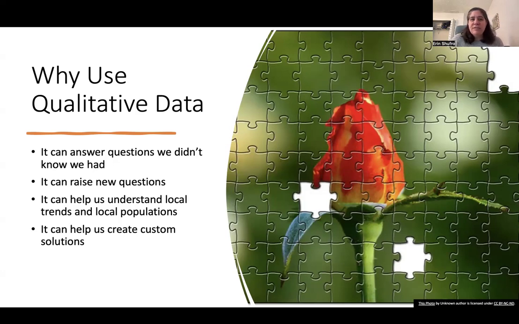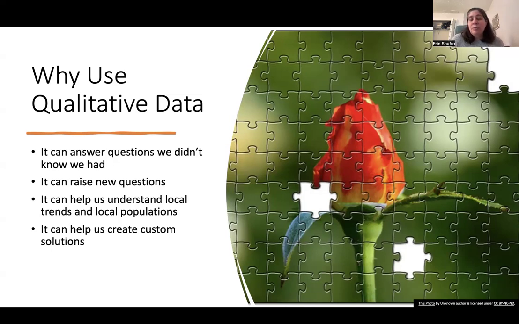Another really important piece of this is that it can help us understand local trends and local populations. So, when we look at quantitative data, we generally have national data, we might have statewide data, we have all kinds of data on what our students are choosing to do after high school. But sometimes that data doesn't really get at local trends and local issues and things that might be going on within our own communities. And so qualitative data can really help us start to understand why students in our area, why students in Cleveland, or why students in Menor might be making the decisions that they're making.